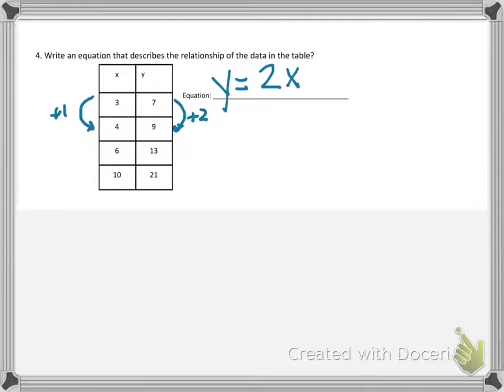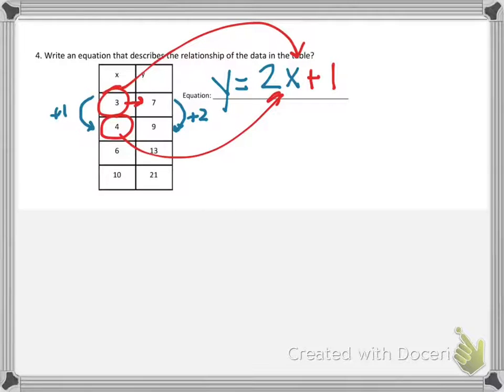So let me get back to my red pen. And if I take this 3 and I plug it in for that x, I get 2 times 3 is 6. But I want it to be 7. Well, I just add 1. So y equals 2x plus 1. It looks like that's what it's going to be. Let's check 4. If I put a 4 in, I get 2 times 4 is 8, but I want it to be 9, so add 1. Yes, that's it. Y equals 2x plus 1 is the equation.